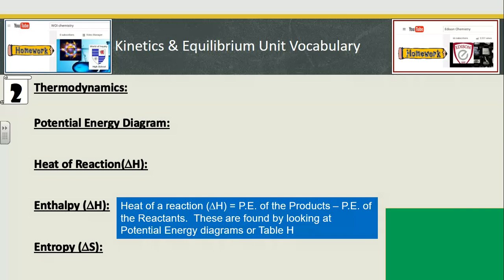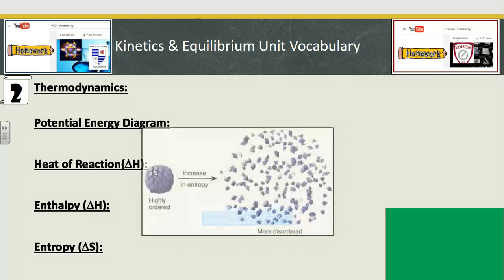I think H is for heats of reactions. Nope, it's I, table I. There's a typo there, so fix that. Energy diagrams or table I.